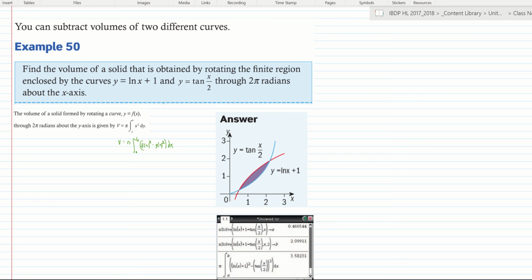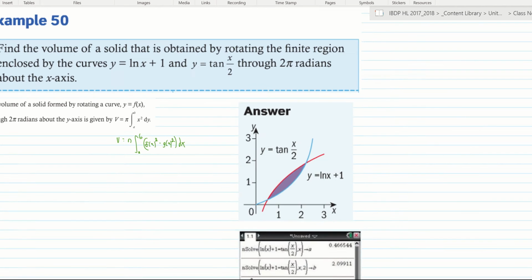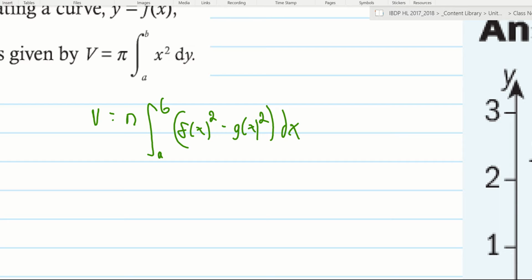Okay, guys, so remember, the way we find a volume of a curve is by using the formula pi times the integral from a to b of x squared dy. Now, when we have two curves, though, remember, you have to do the top minus the bottom curve, so that's where this formula comes in. And I wrote everything with respect to x in this case.